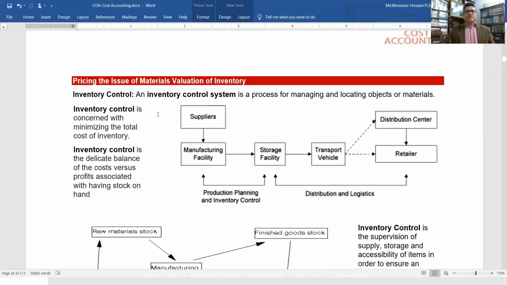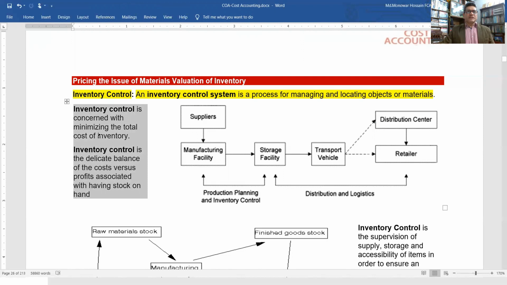And now, if we see pricing the issue of materials and valuation of inventory. It is one kind of inventory control. An inventory control system is a process for managing and locating objects or materials. Inventory control is connected with minimizing the total cost of inventory. That means inventory control is concerned with minimizing the total cost of inventory. Inventory control is the delicate balance of cost versus profit associated with having stock on hand.